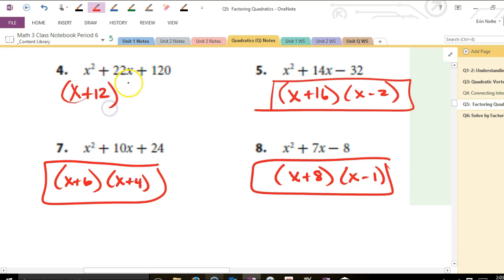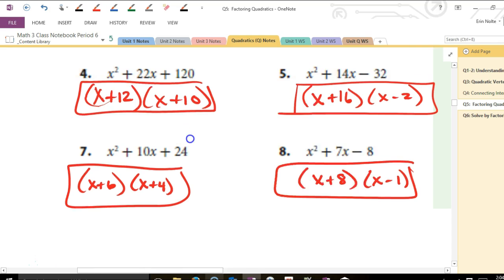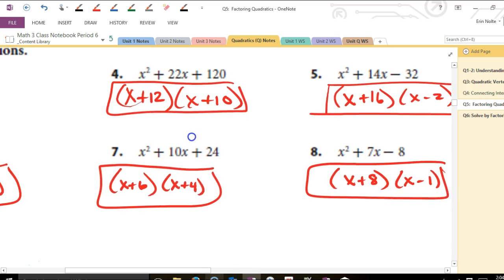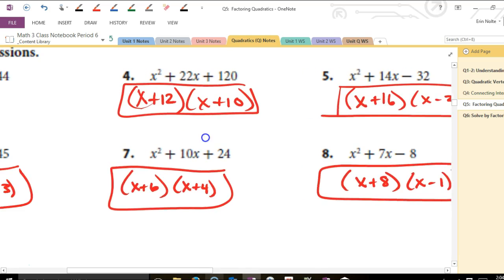All right, so Trey let the cat out of the bag. 12 and 10, yeah? It just takes me a while. That's all right. It's not a race. Trey would disagree, but it's not a race, actually.